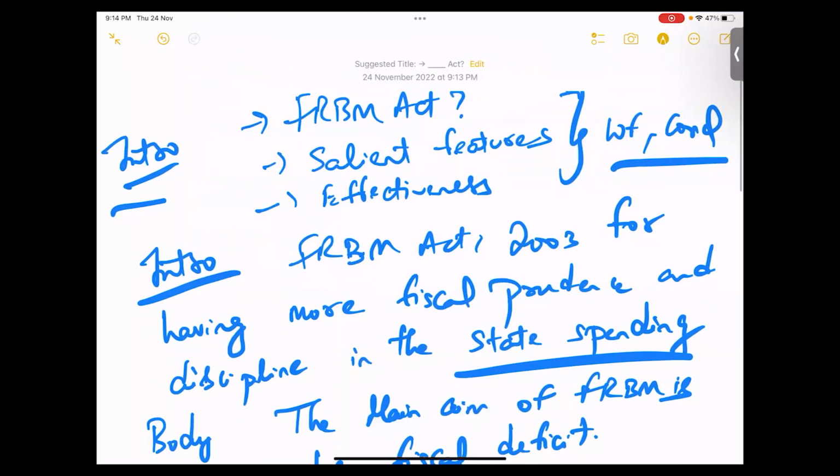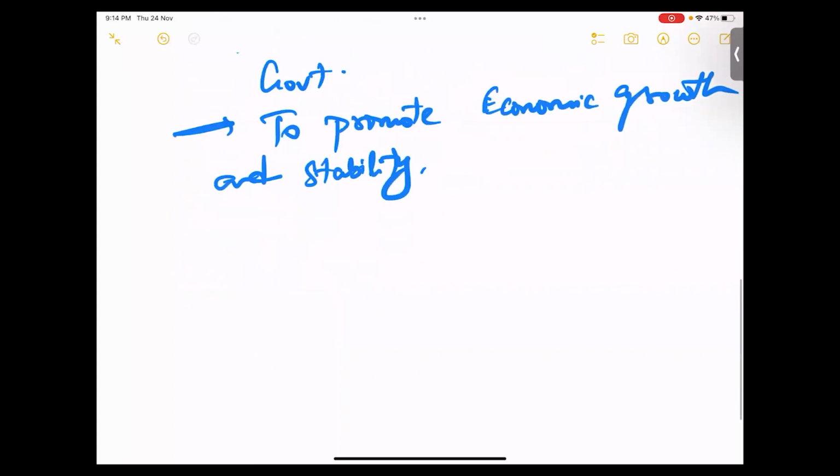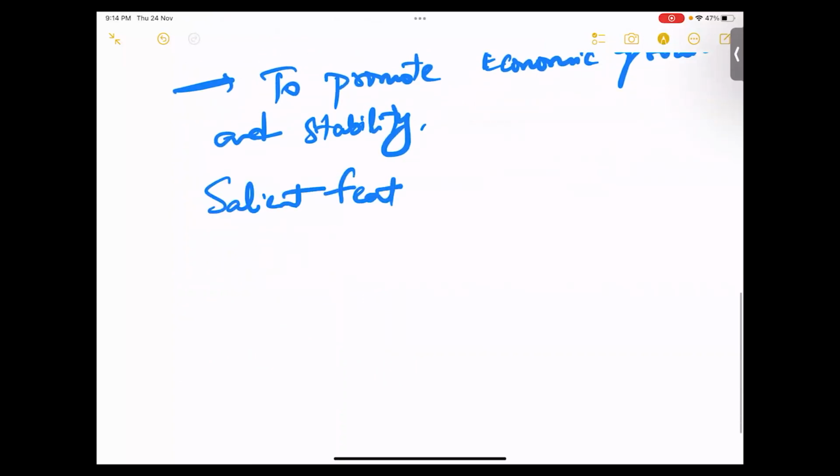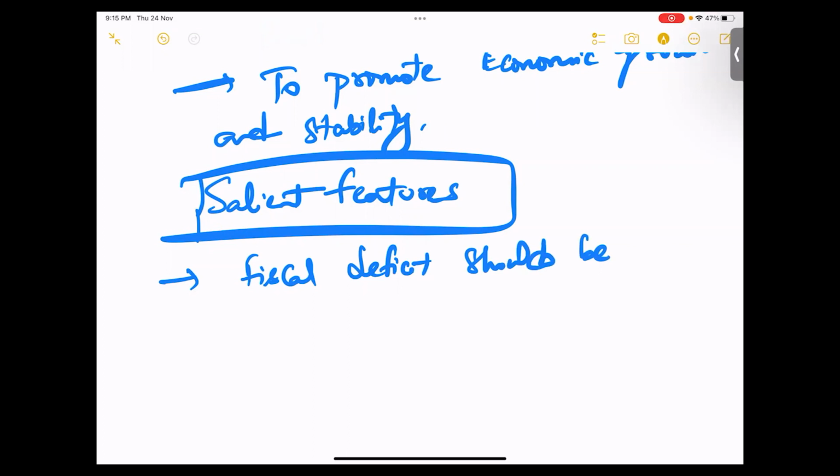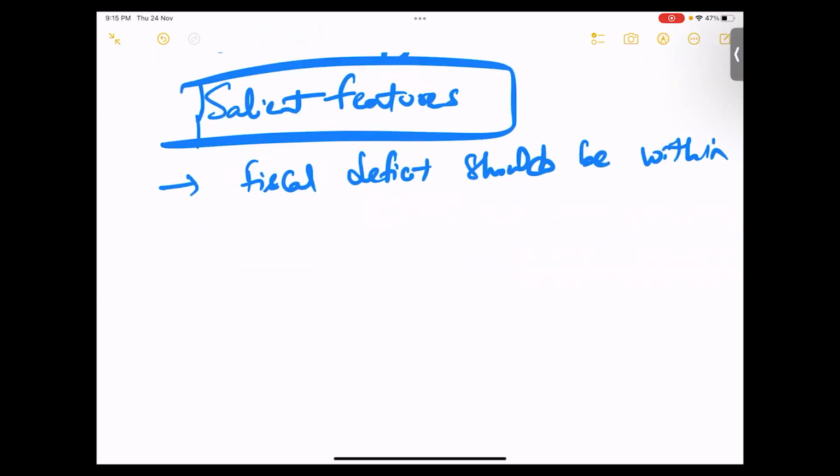Then what are the salient features? Salient features, obviously you need to write, means the targets. What are the various targets? The targets are that the fiscal deficit should be within, what is the target? 3%. 3%, that is the latest one. In 2003, what was it?